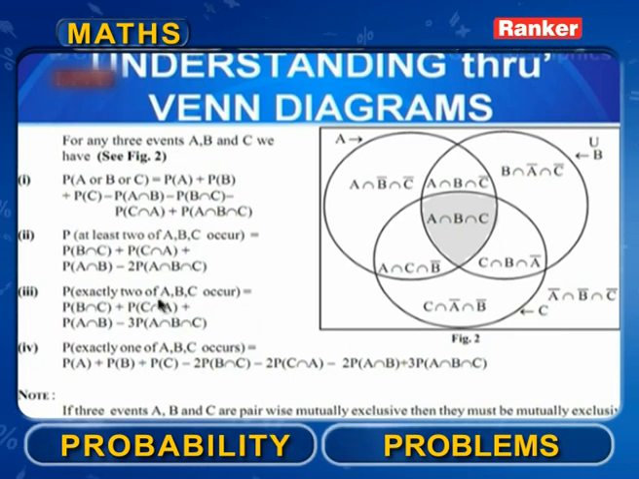Exactly 2 of A, B, C occur means either A and B occur but not C, B and C occur but not A, or C and A occur but not B. That's the meaning of it. So P of B intersection C plus P of C intersection A plus P of A intersection B minus thrice P of A intersection B intersection C. Like that, you understand the problems through the Venn diagram.